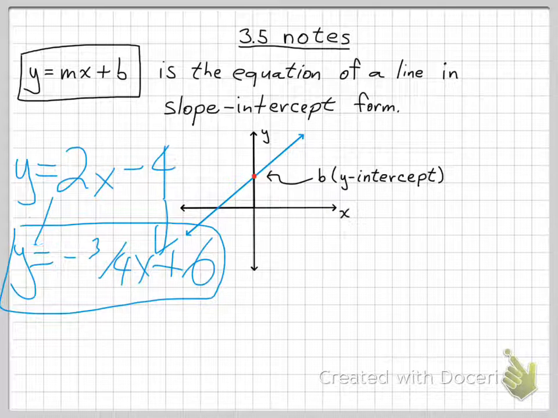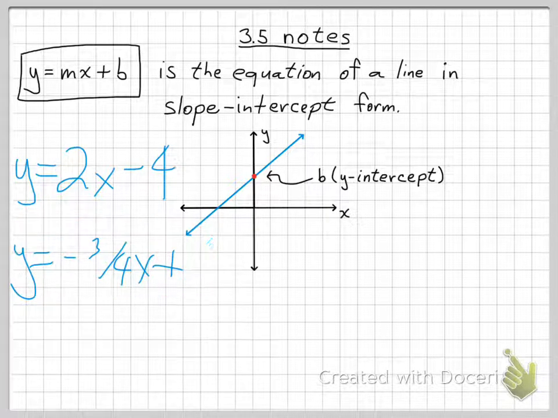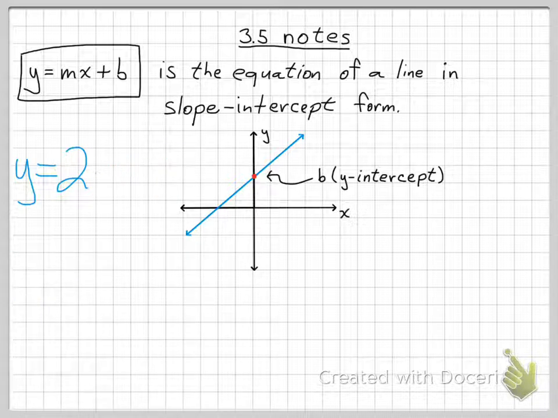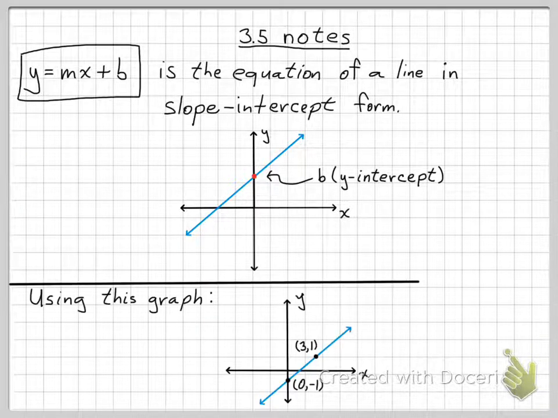You leave the final form of your answer like this, okay? Y equals 3/4 x plus 6, filling in only the m and the b, okay? That's important. To write an equation of a line, you need to know the m, or the slope, and the b, or the y-intercept. Okay? All right, moving right along.